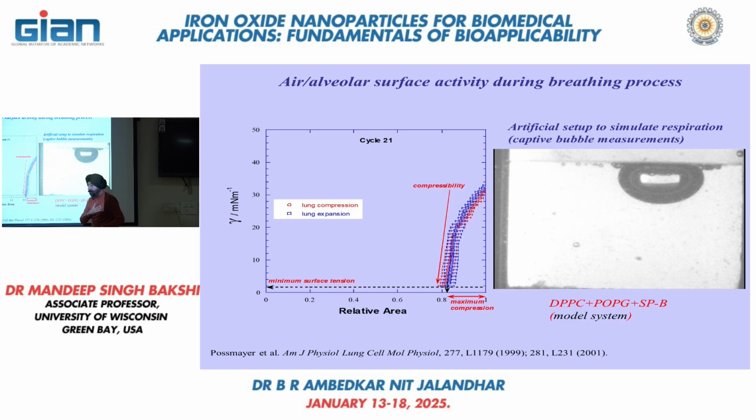The rate with which the human lung expands and compresses, the same rate we applied, and we tried to measure the reproducibility of the surface activity. So you could see that the points in the red color represent the compression when we put the pressure on the lung, and the blue ones represent the expansion.